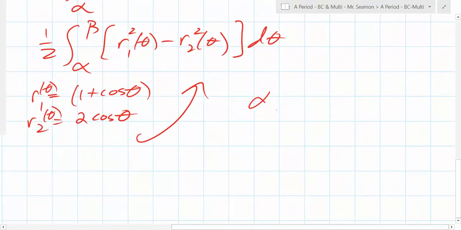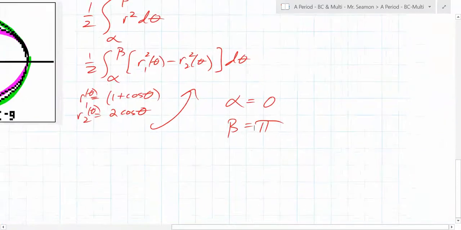Alpha, beta. In this case, what's alpha going to be? Where's it going to start? 0. And what's beta going to be? 2 pi. Is it 2 pi or pi? It's pi. You can think about it when you look at the shape.